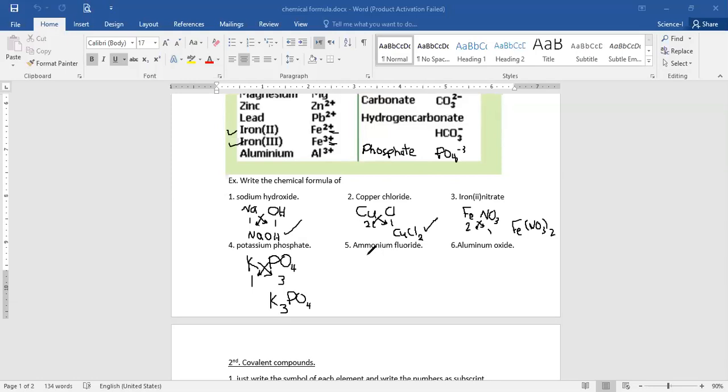Mr., can you hear me? Yes, I can hear you. Ammonium. What is the symbol of ammonium? NH4. Good. And its valence equals? 1. Good. Fluoride is F and its valence equals 1. So once we switch, nothing will happen. Okay, so it will be NH4F. Correct. Good.